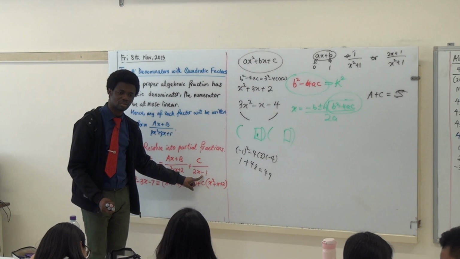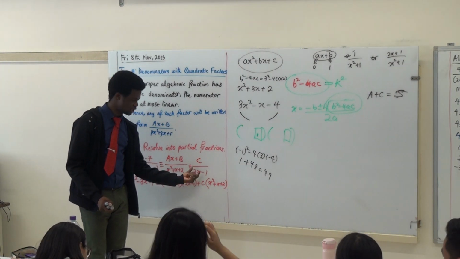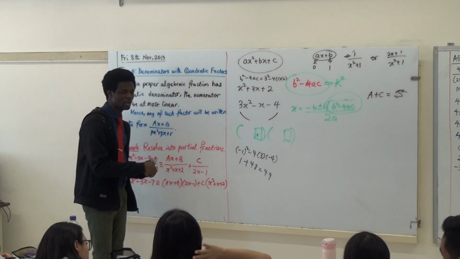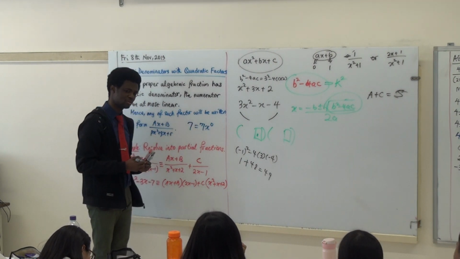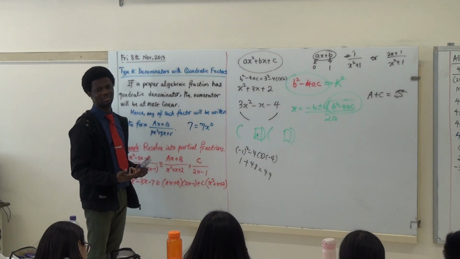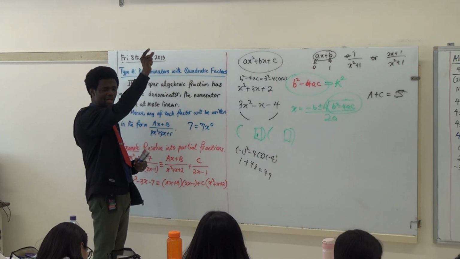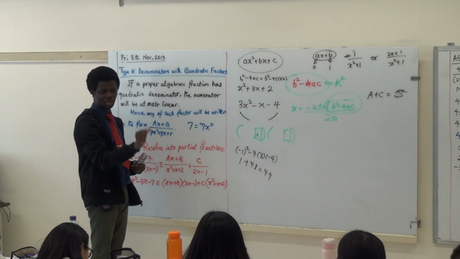Because this is linear, degree 1, you can only have degree 0 at the top. And remember, a number 7 is actually 7x to the power 0. So it has to be a proper fraction, which means the degree at the top must always be lower than the degree at the bottom.